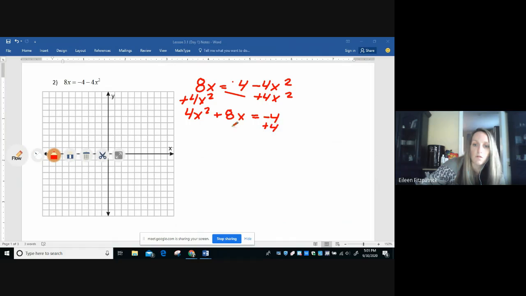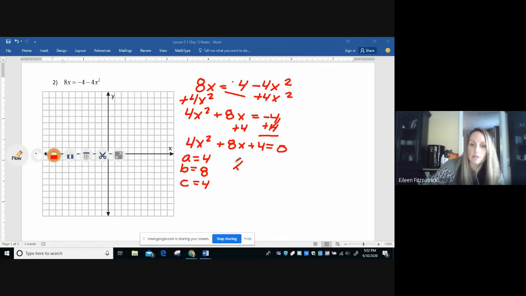Then move the negative 4 over by adding. So now I have 4x squared plus 8x plus 4. Right? My A value is a 4. My B value is an 8. My C value is a 4. To get your vertex, you do x equals negative b over 2a. So I have negative 8 over 2 times 4. It's going to give you negative 8 over 8, which is going to equal negative 1.